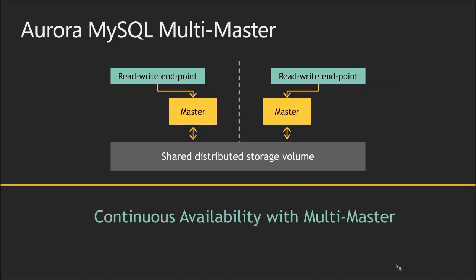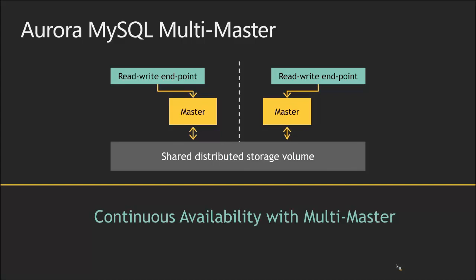Okay, second topic in this category is multi-master. So this got announced in the third quarter of 2019. Let me do a recap for those of you who missed that announcement. Multi-master allows you to have two writers in the same region. So basically, you would have in a given region two masters, and both of them are writing to the same storage system, to the same storage layer of Aurora.